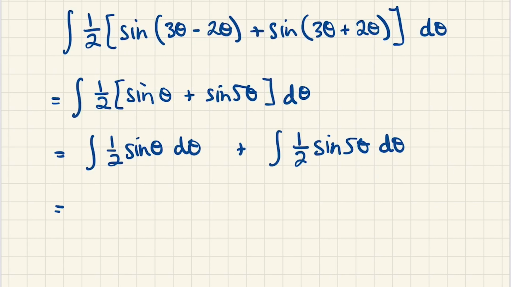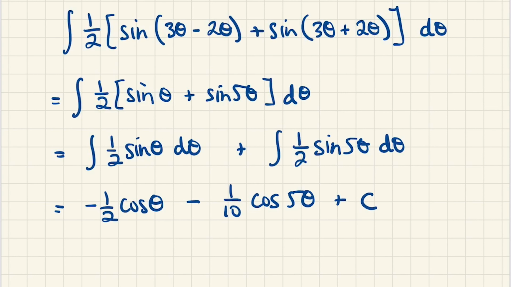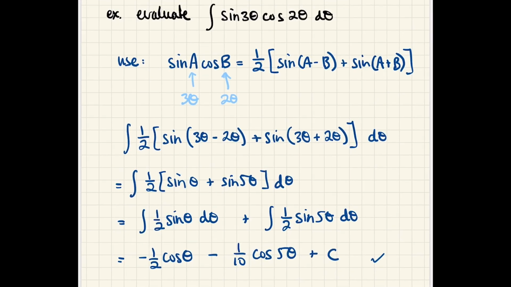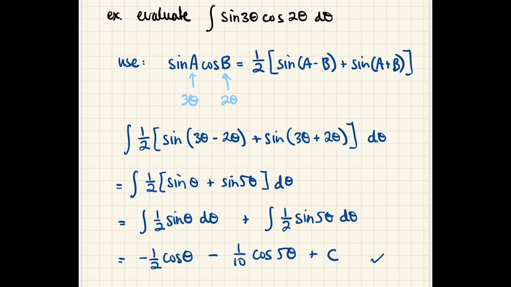And this is very easy to work out. Antiderivative of sine is negative cosine, so this is negative 1/2 cosine of theta. And over here, same thing, except we're also going to divide by 5. So negative 1/10 cosine of 5 theta, plus our constant. And we are done. So I think there's no contest. That particular identity is exactly what you would want for a situation where you have a product of trig functions and they have different arguments.